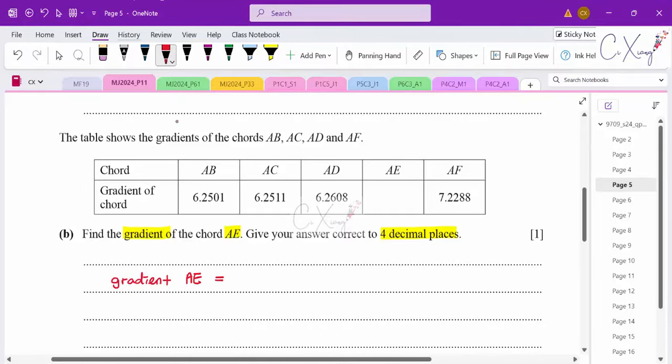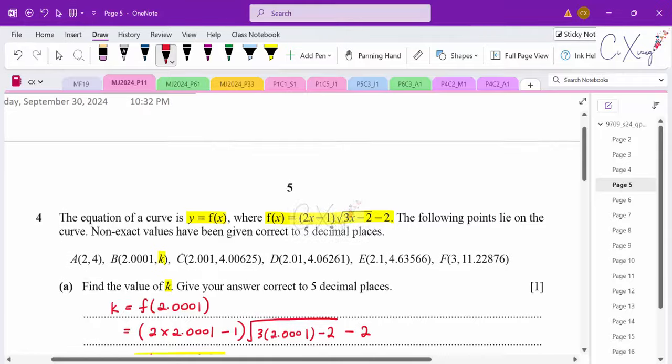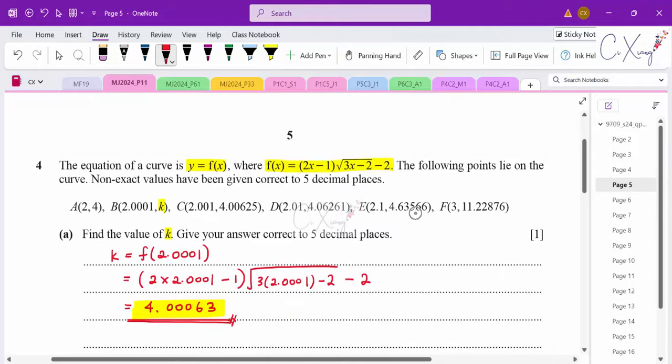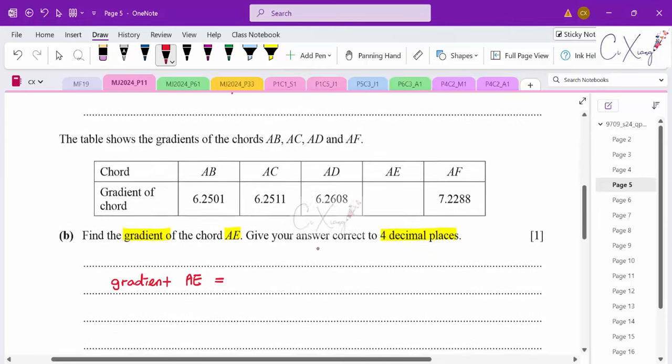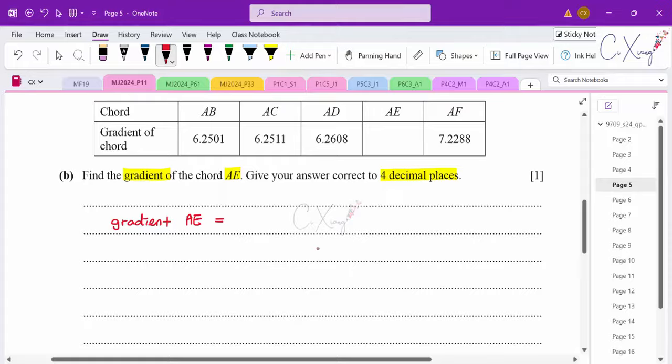Okay, so let's have a look. What is the point A and point E? E is this one, 4.63566 with 2.1, and then this one is 2 and 4. So you have to take y2 minus y1 divided by x2 minus x1. Okay, so it is a very straightforward question.